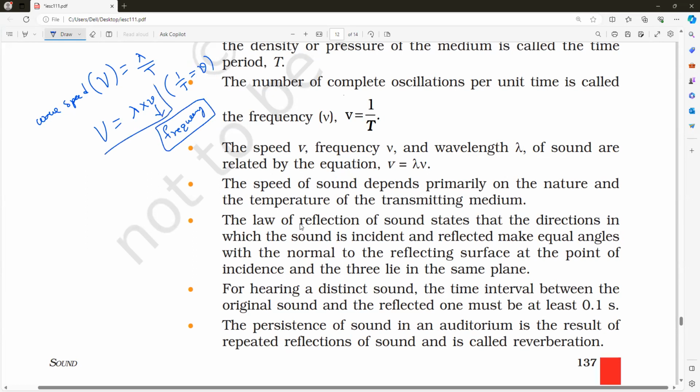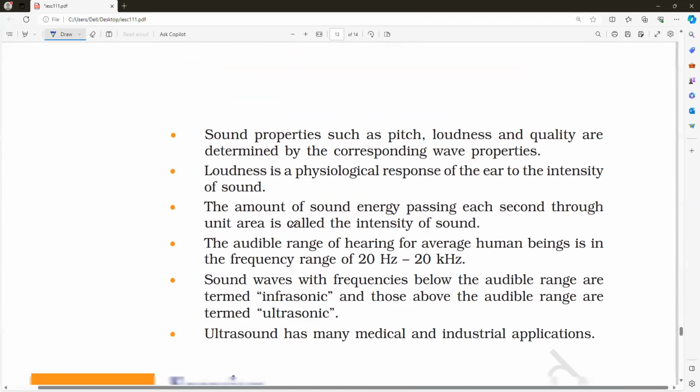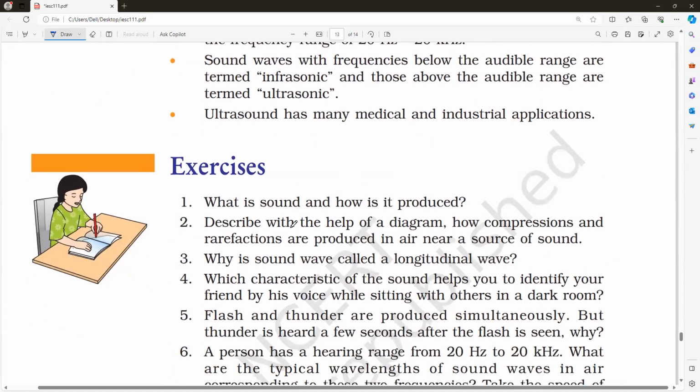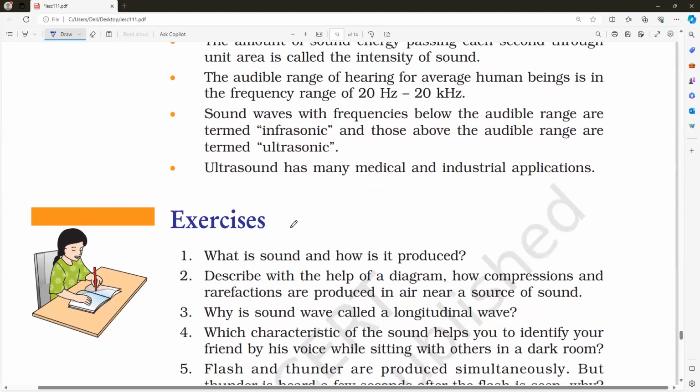So please learn that. What is the wave speed unit, everybody? Meter per second. Units are very, very important. Next, ultrasound has many medical and industrial applications. All the applications I have taught you. Am I right, everybody? No application is left. Every application I have taught you, you have to go through and learn it.